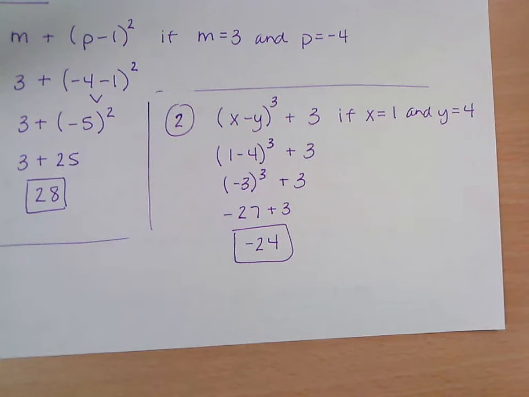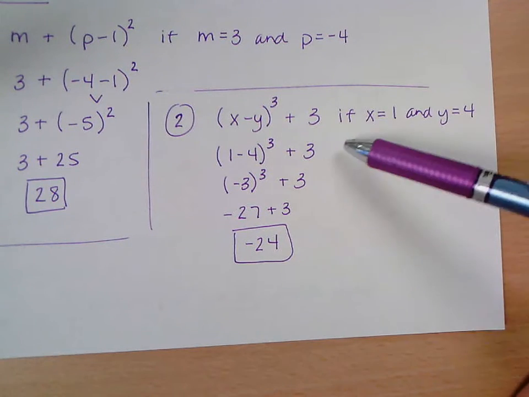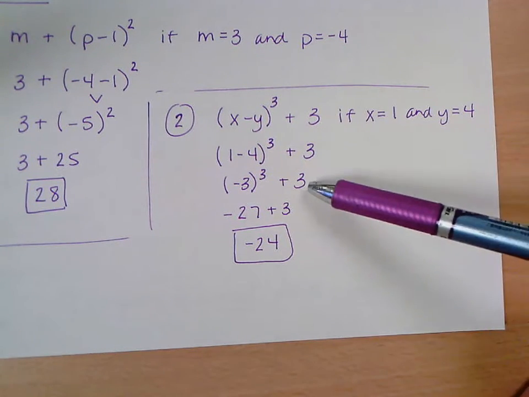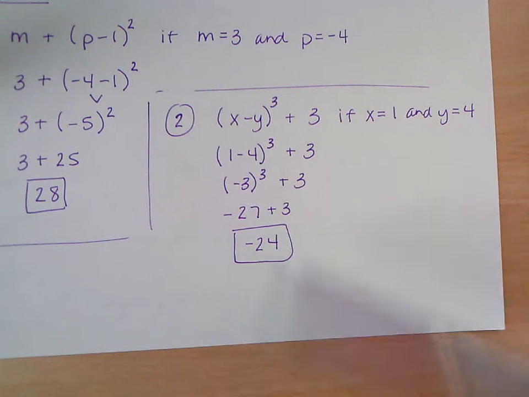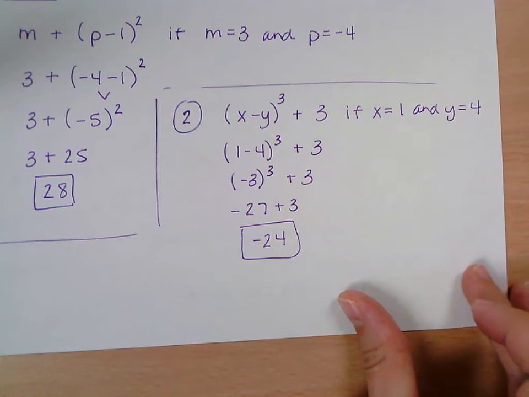Okay, so if you had positive 30, this may have been what you did. You substitute in the values. 1 minus 4 is negative 3. Negative 3 cubed is negative 27. Because you have negative 3 times negative 3, which is positive 9, times negative 3 is negative 27. And then plus 3 is negative 24. Okay, any questions on example 2?